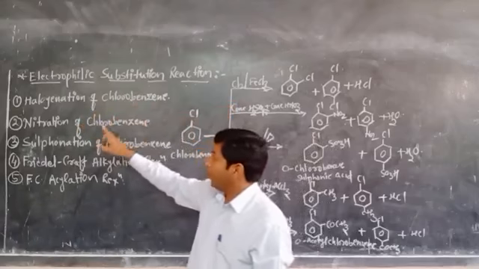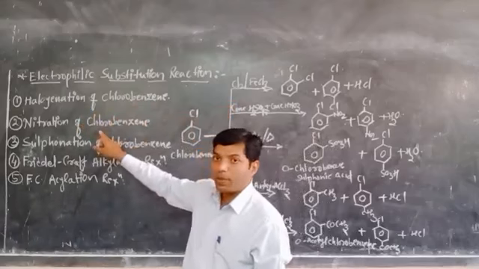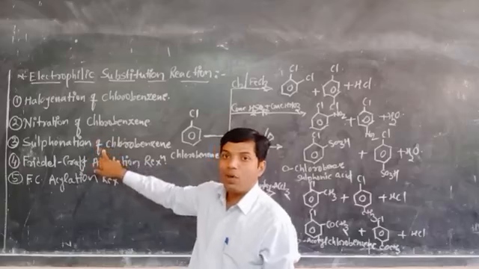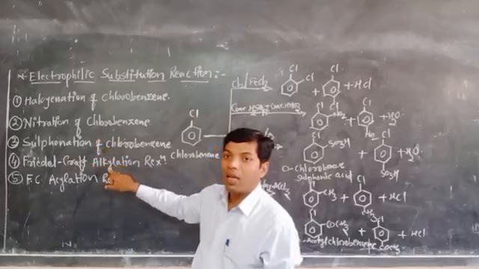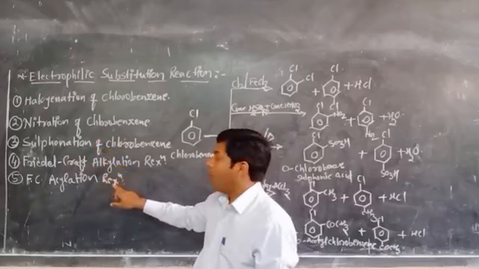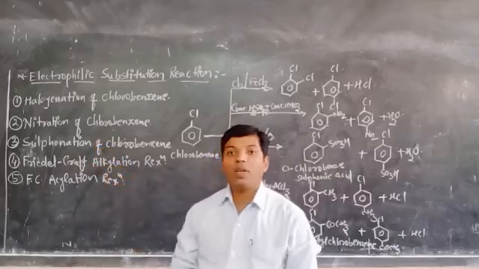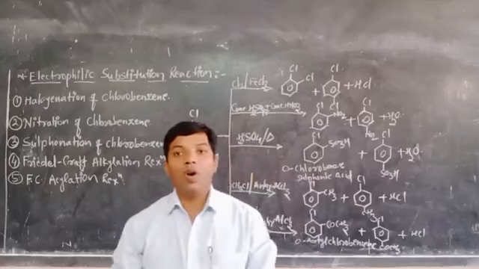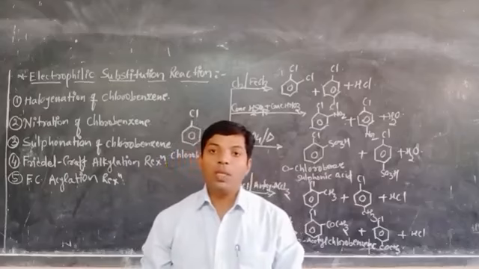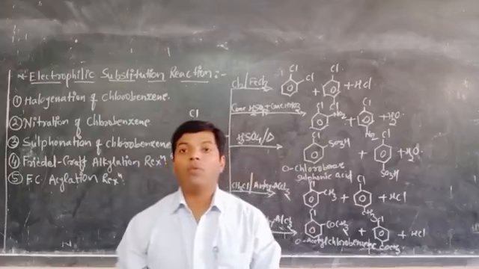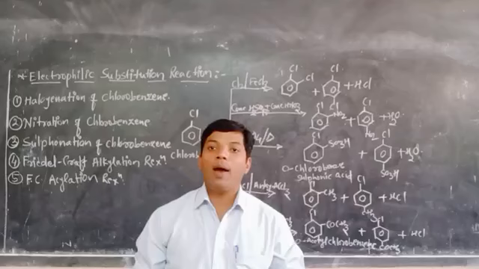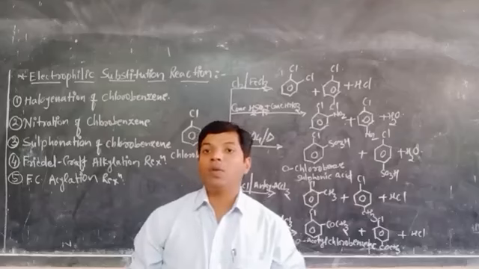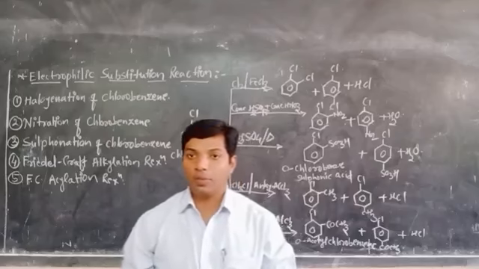chlorobenzene. Second one, nitration of chlorobenzene. Third one, sulfonation of chlorobenzene. Fourth one, Friedel-Crafts alkylation of chlorobenzene. And fifth one, Friedel-Crafts acylation of chlorobenzene. All these reactions are important from the examination point of view. For these reactions, you have to remember the explanation of the reaction as well as the reaction itself.